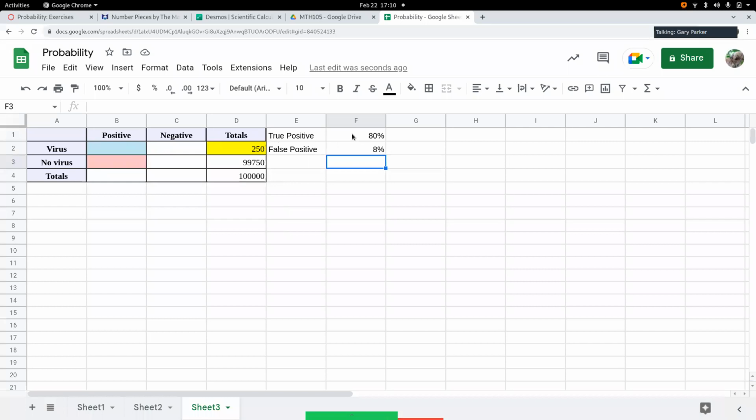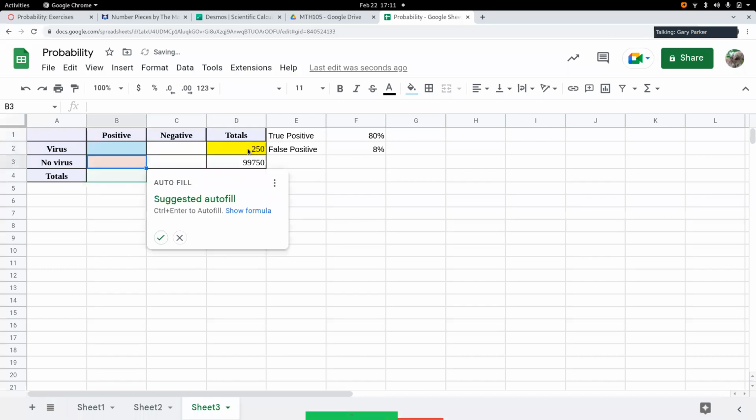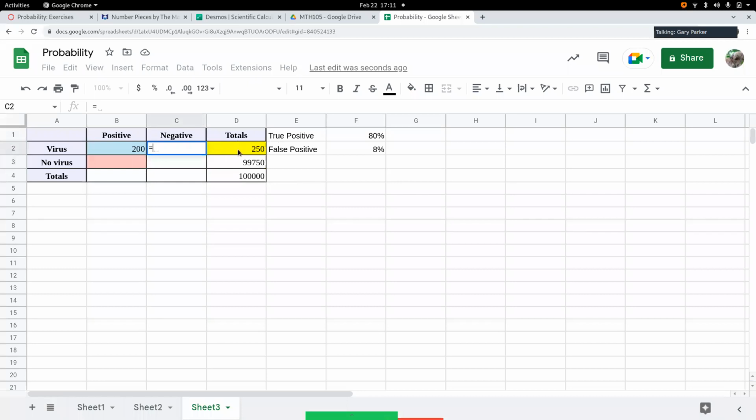So in the first row here, my true positive rate of 80% of all the people that have the virus will test positive. So I want to know equals what is 80% of that 250 people with the virus. So I'm going to get 200. The other 50 people are going to be negative, and that's just a subtraction. So I can fill in this by just subtracting the total of that row, taking away the positive from that. So there's 50.